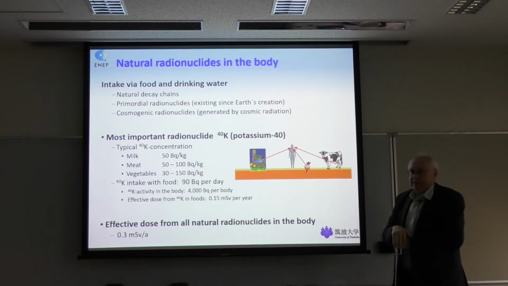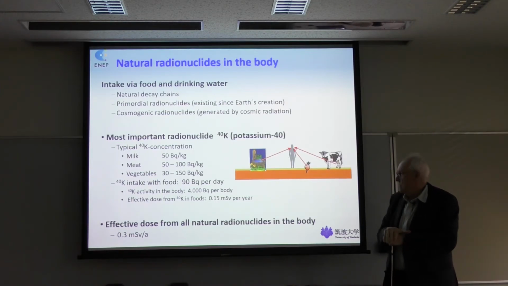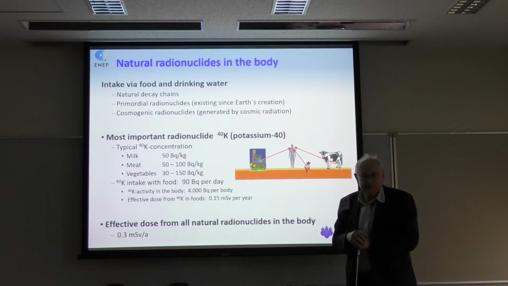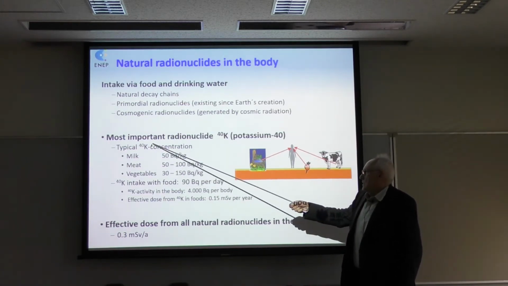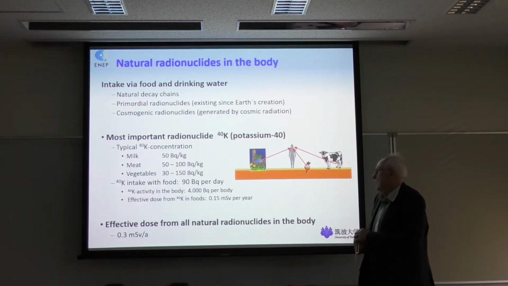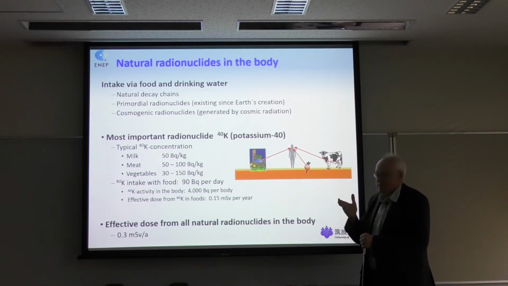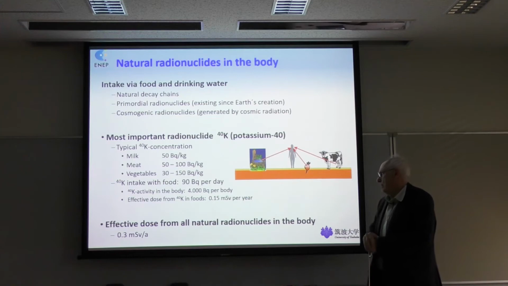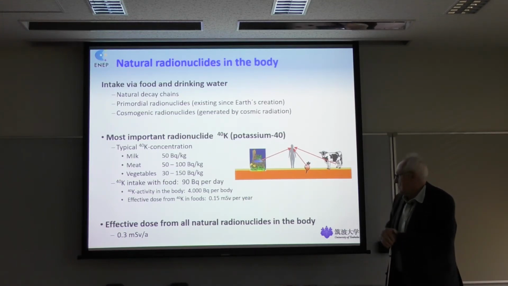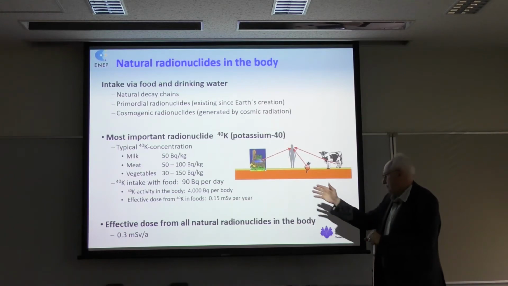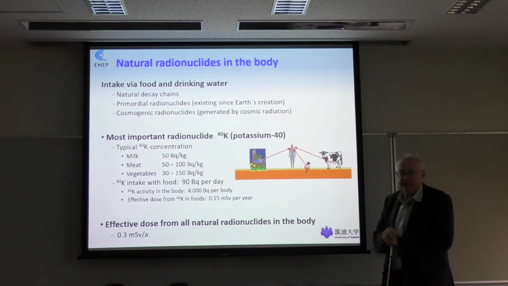Potassium-40 is an essential element for all life on Earth, for plants and for animals. So any food we eat, or nearly any food, contains some potassium-40. A typical concentration of potassium-40 for milk is about 50 becquerel per kilogram, and for meat about 50 to 100 becquerel per kilogram. Vegetables vary more widely depending on the use of fertilizers, with 30 to 150 becquerel per kilogram. The potassium intake with food is about 90 becquerel per day. And as I said, the total activity of potassium-40 is 4,000 becquerel.